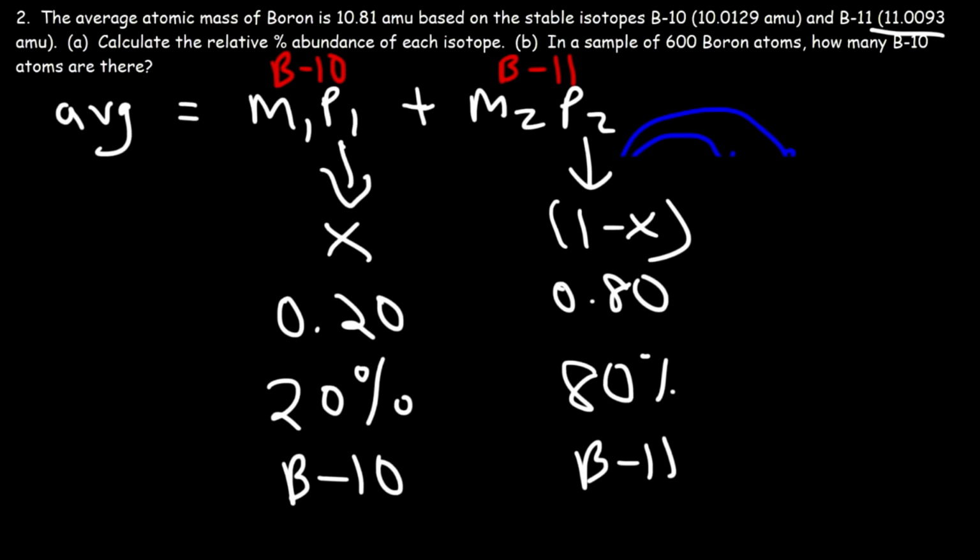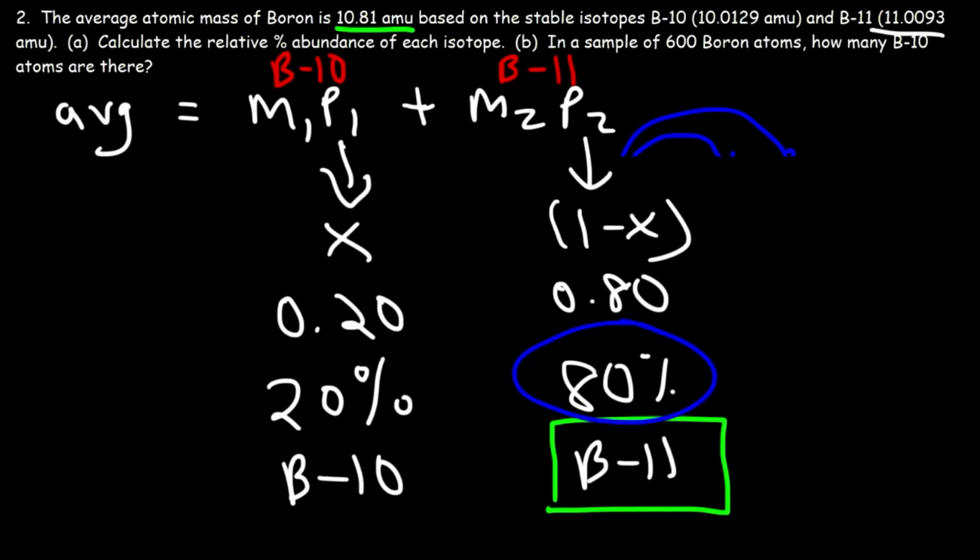Now, does that answer make sense? Notice that the average is 10.81. The average atomic mass is closer to the mass of the heavier isotope. The reason for that is because we have more of B11 and less of B10. So because B11 is more abundant, the average atomic mass is closer to the mass of the B11 isotope.